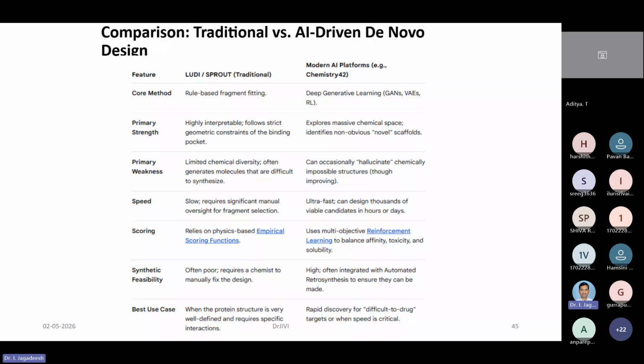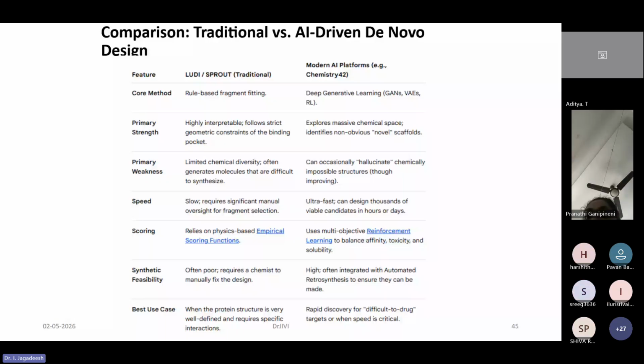What you see in SPROUT and LUDI are all traditional softwares we are using, where artificial intelligence and machine learning were not there.